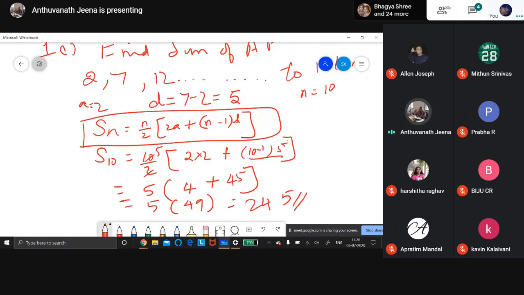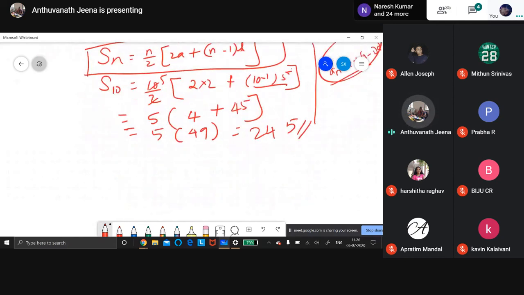So S10 is equal to 245. If I add the terms till 10 terms, I get 245 as my answer. But the 10th term is not asked. If they ask for the 10th term, you should use the an formula. What is the 10th term formula? an formula, Krishnendu. an is equal to a plus n minus 1 into d. That is what we learned in the previous exercise. This is the Sn formula, the sum of all terms. Understand the difference. This is the nth term formula, and this is the sum formula. Sum means addition, the sum of all the numbers.